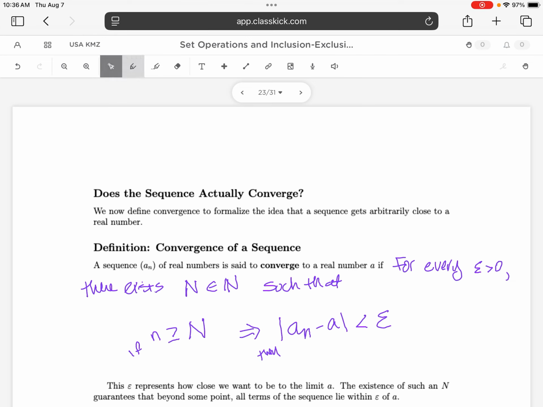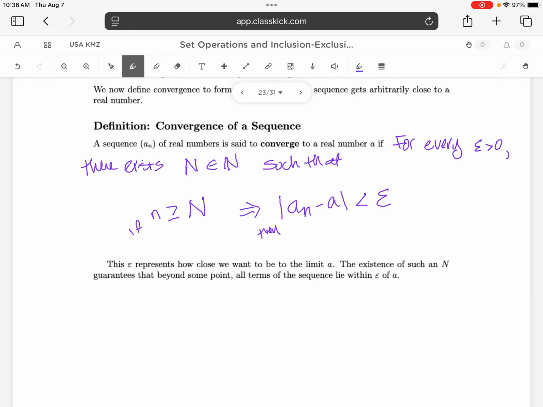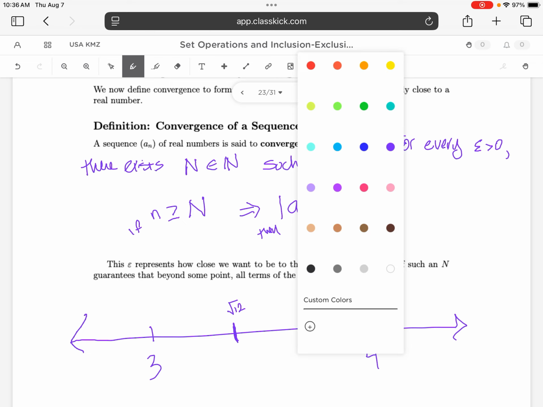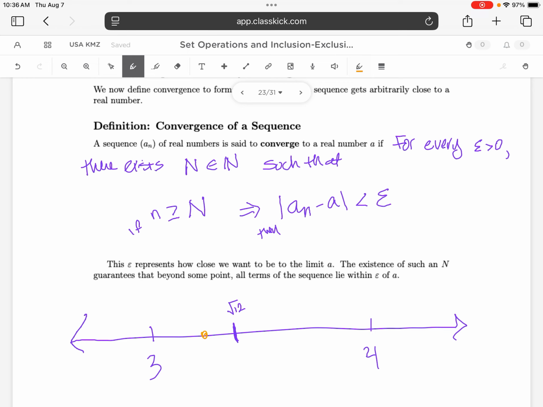So let me just try to draw a quick picture. Let's say we're trying to approximate the square root of 12. I know it's between 3 and 4 somewhere. Right, square root of 12. And I have this sequence of values that's hopefully getting closer and closer and closer, right? So this is our a_1, our first approximation, our a_2 is our second approximation, and so on.